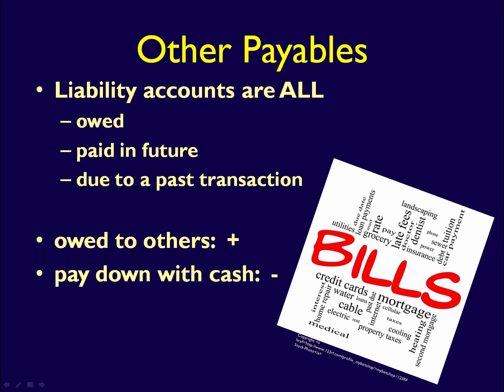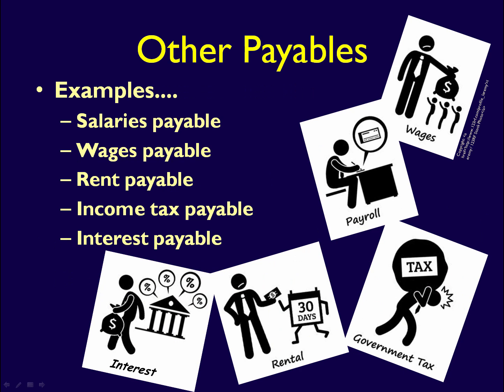There are other payable accounts that have the exact same characteristics as accounts payable, but they are not recorded as accounts payable. Instead, more specific account names are used. Remember, they have the same characteristics. They are owed to a third party, paid with cash in the future, due to something the business did in the past, but their names are more specific. The most common account names for these accounts are things like salaries or wages payable, rent payable, income tax payable, and interest payable. As you can see, all of these represent cash that is owed to someone outside of the company that will be paid at some time in the future.